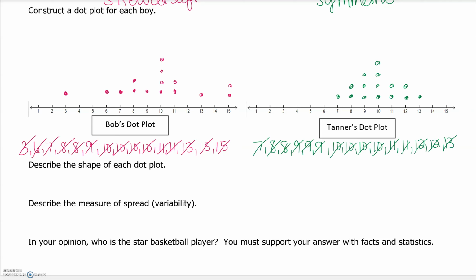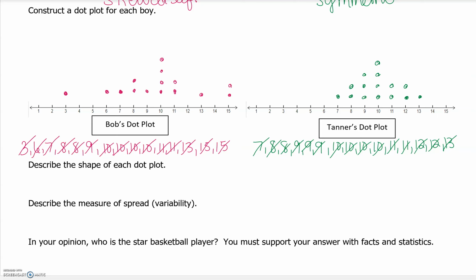Okay, go ahead and check the dot plot that you made for Tanner. Make sure you have all 15 points. You should have 15 dots on your dot plot to represent all of the 15 points of data in Tanner's data set. When you're ready, we'll go ahead and talk about the shape and the measure of spread for each of the players.